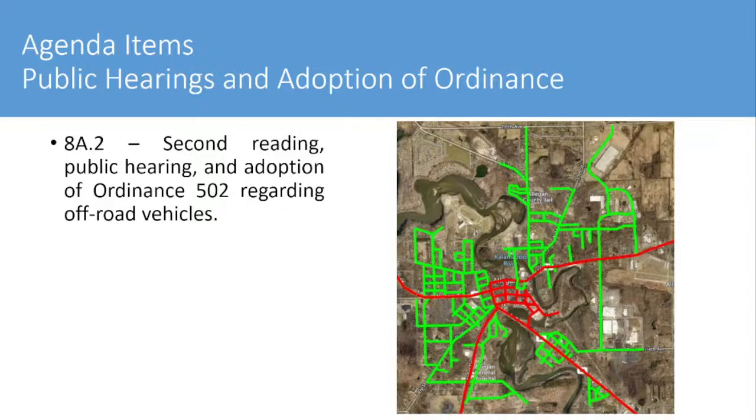As we discussed at the last meeting, a connector route has to have a minimum 8-foot wide shoulder. So we do not have those dimensions on our state trunk lines coming into the downtown.